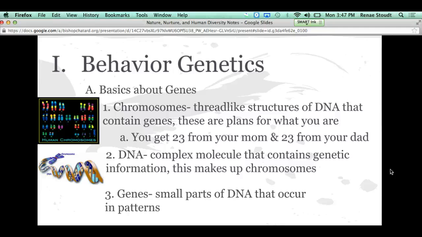Now, genes, you can have either active genes or inactive genes. I think that's getting cut off by my recorder here. I apologize. It says can be either active or inactive.